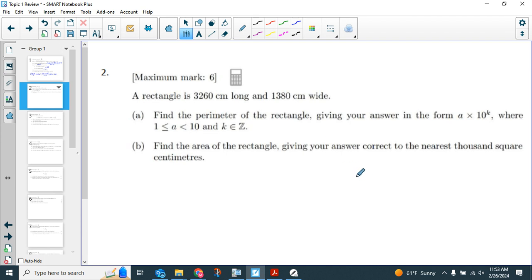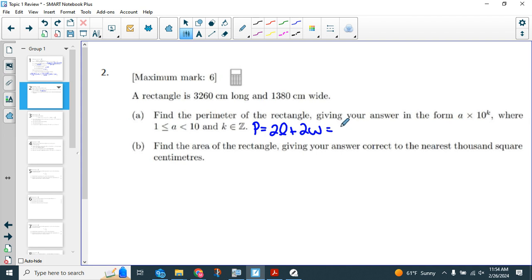Next, number two. Right, a rectangle is 3,260 centimeters long and 1,380 centimeters wide. Find the perimeter of the rectangle, giving your answer in what they call standard form. Of course, we call it scientific notation. So all we have to do is multiply this. Perimeter is 2 times the length plus 2 times the width. So I'll go ahead and write that. All right, so perimeter is equal to 2L plus 2W.